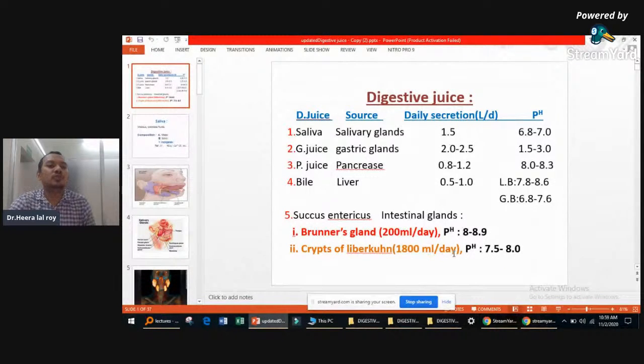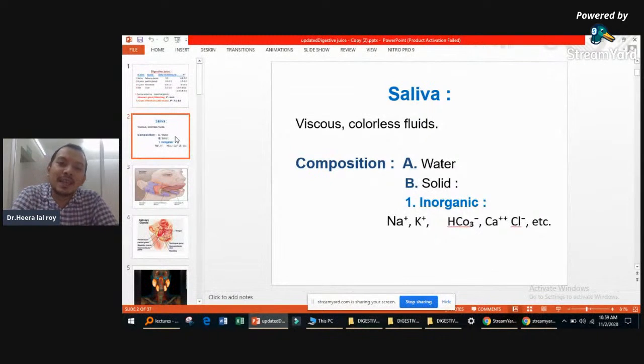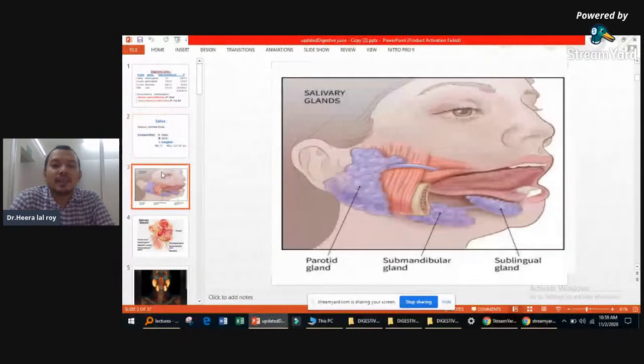Now we have jumped to saliva. So what is saliva? This is found very naturally. You can understand it's found in our oral cavity. This is a viscous colorless fluid found in the oral cavity, which makes our oral cavity moist and wet. So saliva is secreted by 3 glands. These are the salivary glands.